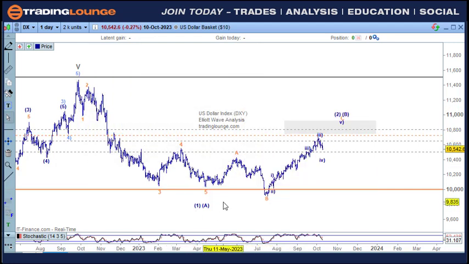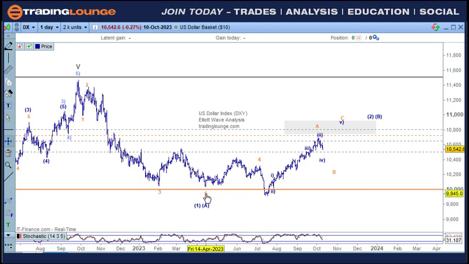So that's one way to count it. The other way to count it is to look at this as a triangle pattern here, and look at this as an A, B, C, D, and E over here, and then put this over here. If you do that, then this whole move up here will need to be viewed as an A wave here, and then a B wave over here, and then a C wave over here to get to here. So in this case, it would be a B and a C wave here, and then down at that point. So they're the two counts.